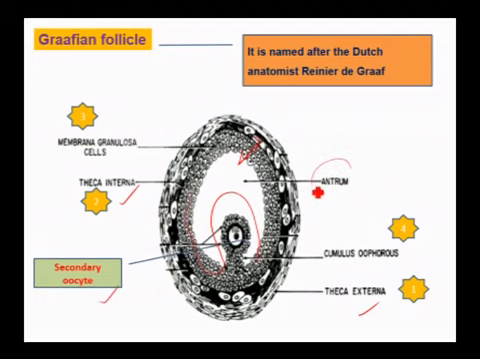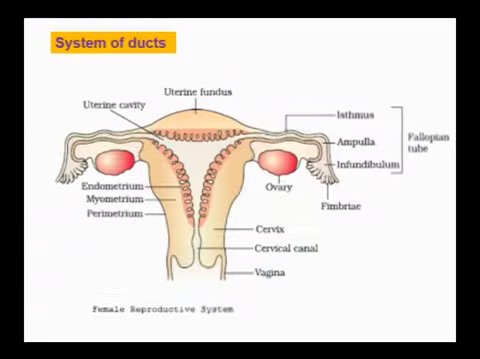The cavity present in the Graafian follicle is called antrum. This is the stage at which ovulation occurs. When ovulation occurs, the ovum is at the secondary oocyte stage. It has completed meiosis 1 only. It completes its second meiosis only when the sperm enters inside, that is, at the time of fertilization.